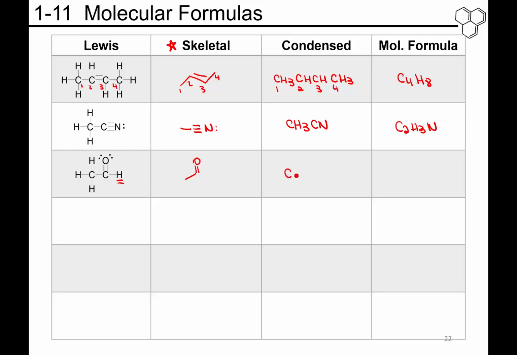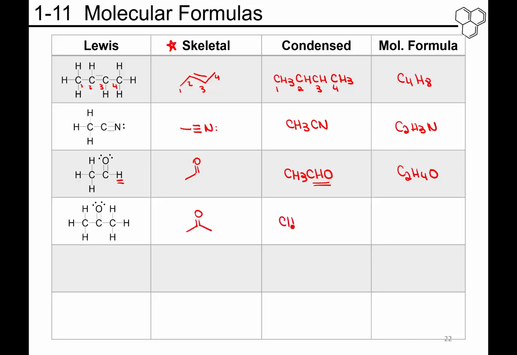The condensed formula for this structure would be CH3CHO. This CHO ending is very characteristic of an aldehyde as well. And the molecular formula for this structure is C2H4O. Next example, we have 2 CH3s, one on the left, one on the right, and then the central carbon contains a C double bond O. So the skeletal structure would look something like this.